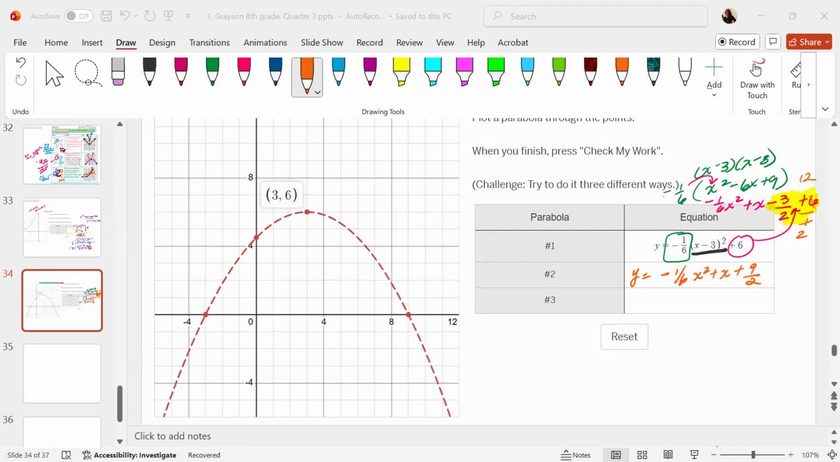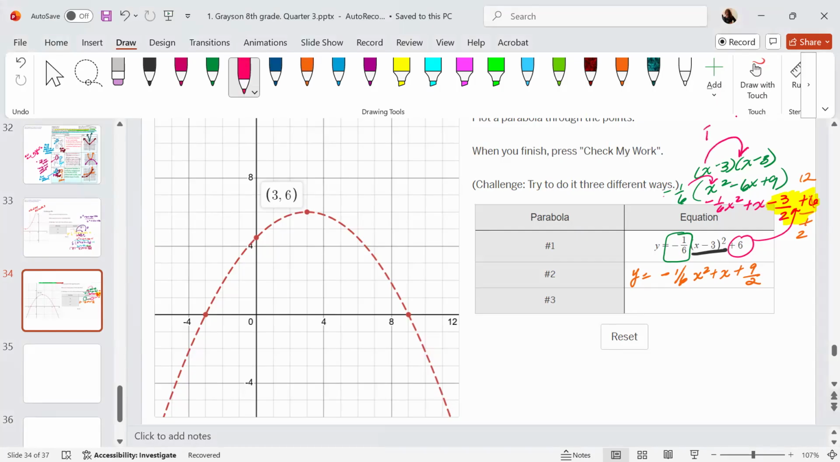It's a yes or no. Do you understand how I got x squared minus 6x plus 9? No. Okay, so you're figuring out how to FOIL. FOIL is first. That's first, correct? What's x times x? There you go. Next. Oh, for outer, correct?